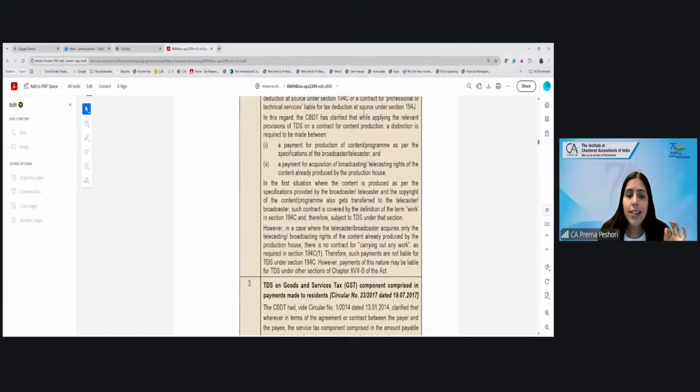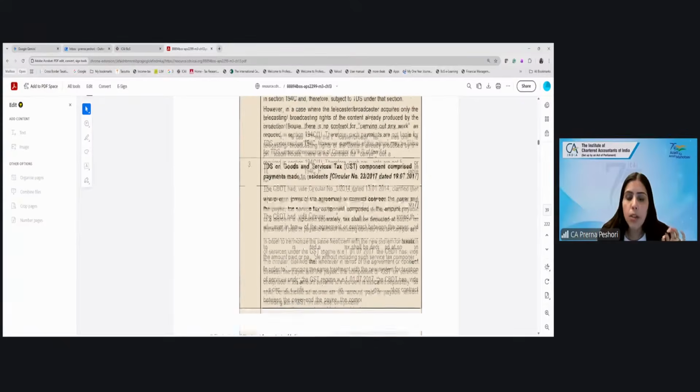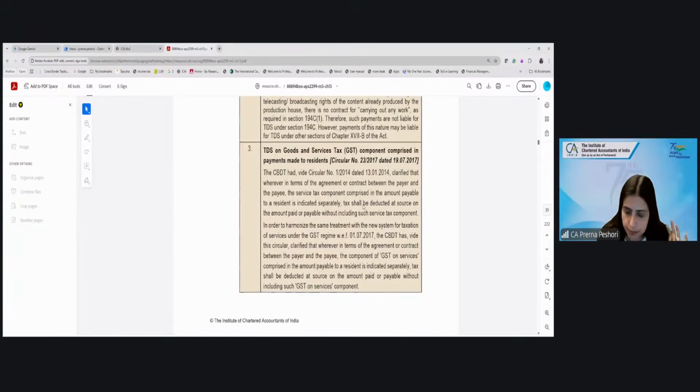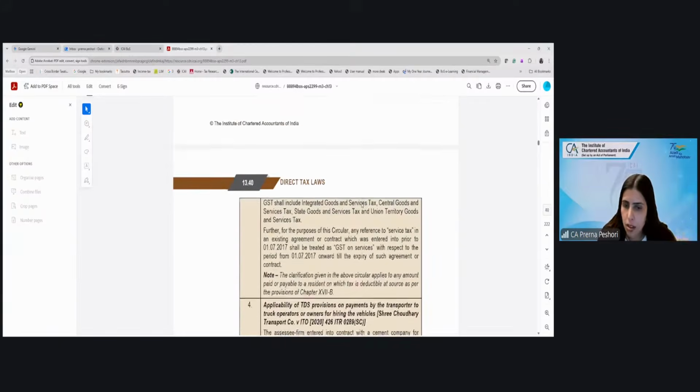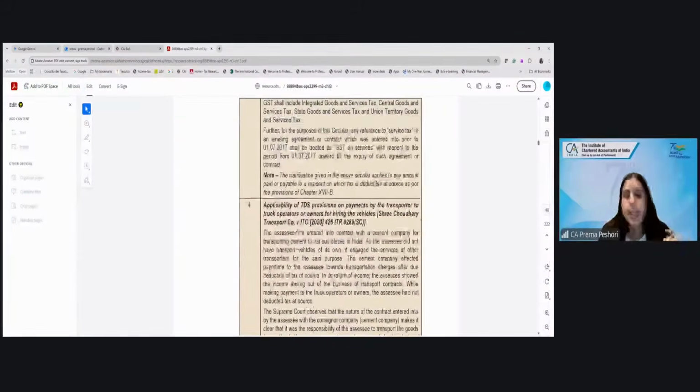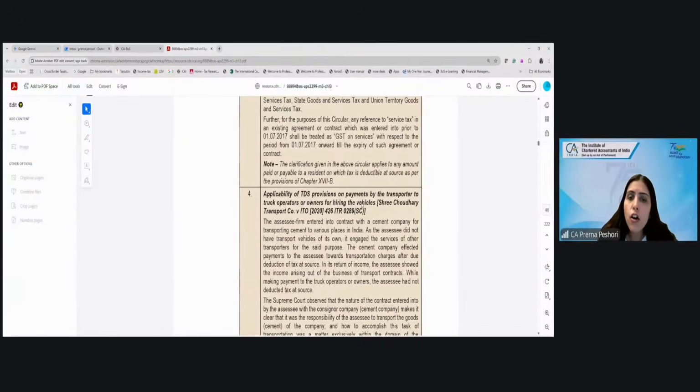Fine. Next is TDS on GST component comprised in payments made to resident. In case there is any GST component, then the TDS shall not be deducted on the GST component. Very, very simple. Next is applicability of the TDS provision on payment by the transporter to the truck operators or owners for hiring the vehicles.